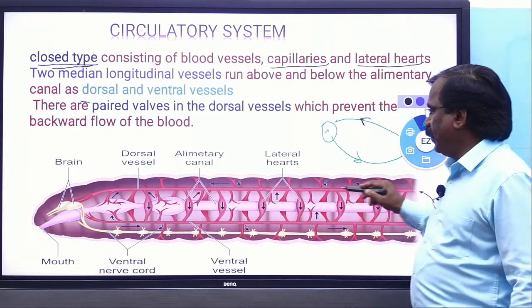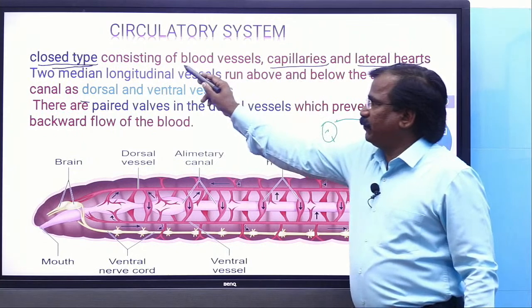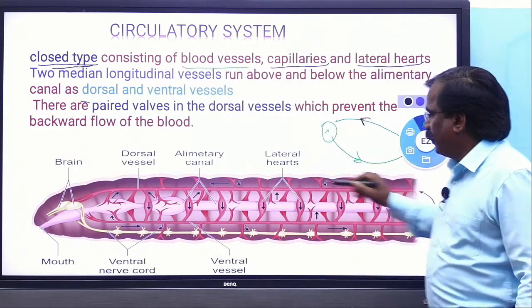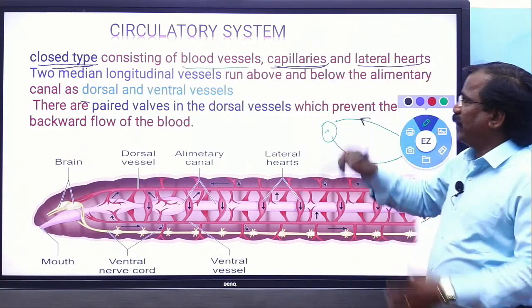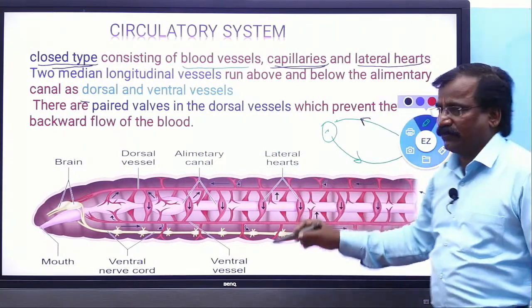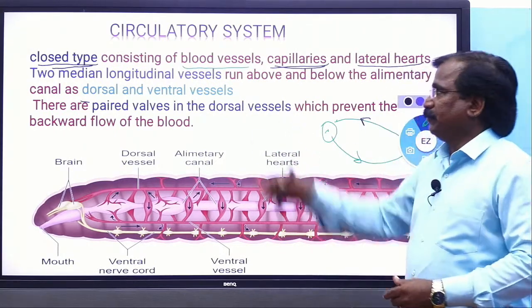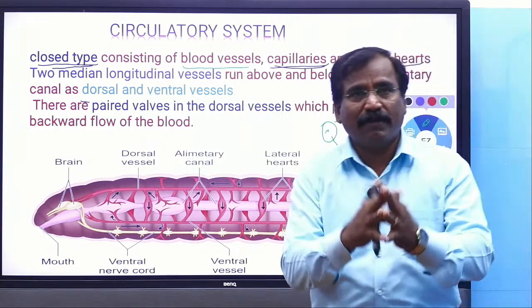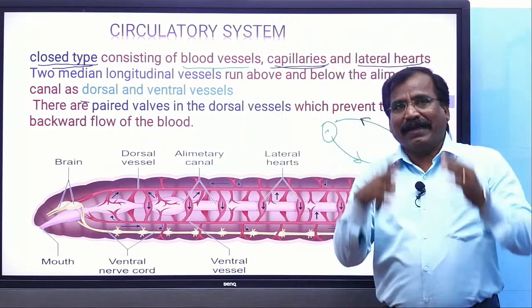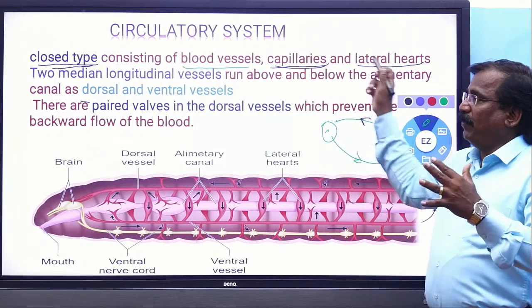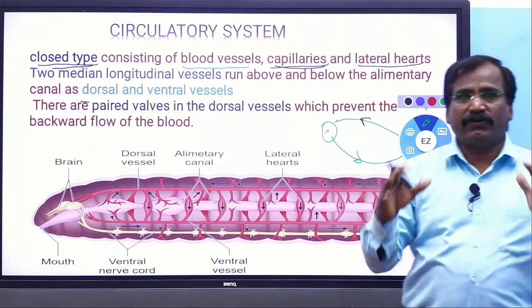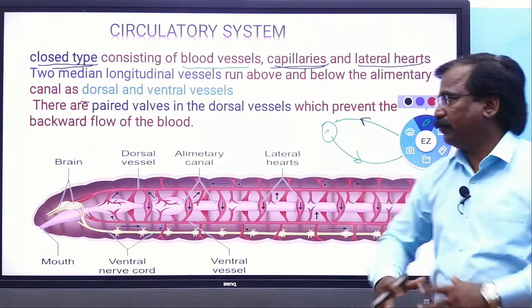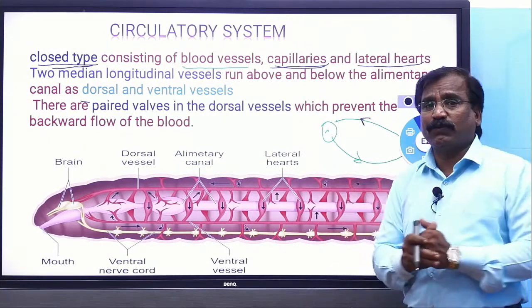Blood capillaries, blood vessels. Small blood vessels are called capillaries, and the lateral hearts, that we are going to discuss. Don't worry. First of all, it is a closed type of circulatory system, and that consists of the blood vessels, capillaries and lateral hearts. These are the components, and we are going to discuss them one by one.